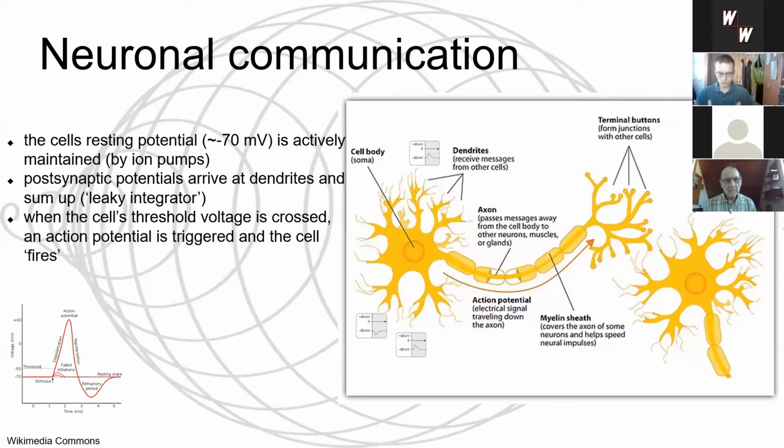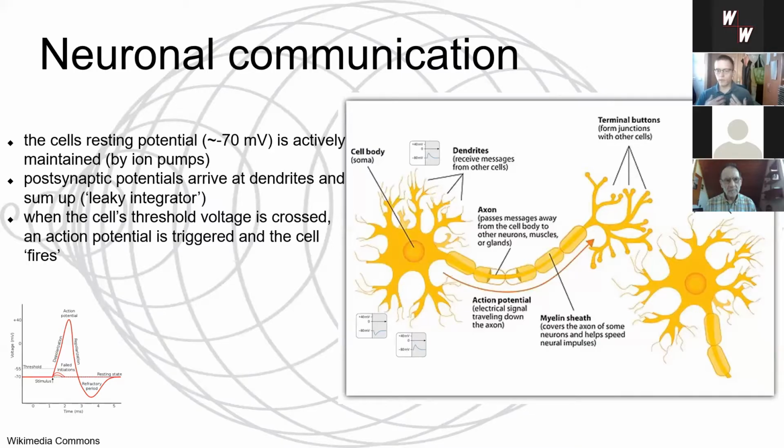And the summation is leaky, so it gets lost again if you wait for too long. This is why we call neurons a leaky integrator. It integrates the potentials that it receives. And if enough potentials sum up within a short time window, and a certain threshold is hit, at about negative 55 millivolts, so you have to shift the cell's potential from negative 70 to negative 55, then it will fire.